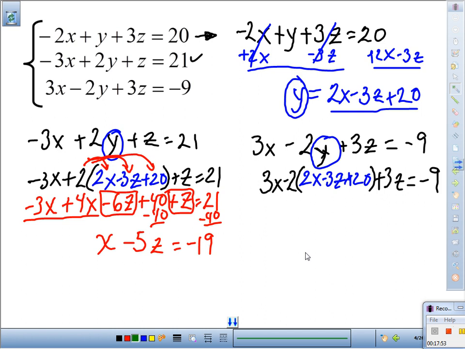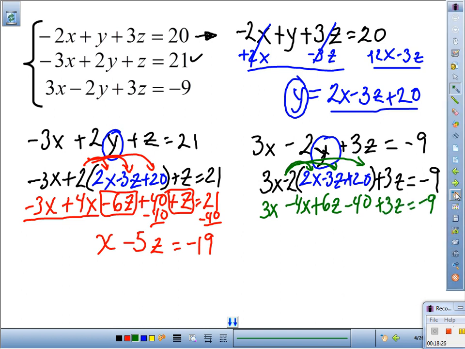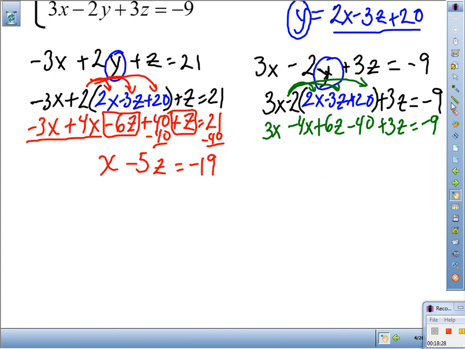Start distributing first. But notice the coefficient now, it has a what? A negative. So now it's negative 2 times this, negative 2 times that, and negative 2 times that. So this is negative 4x plus 6z and negative 40, because there was a plus 20 there. Bring down the 3x, bring down the 3z, equal to negative 9.